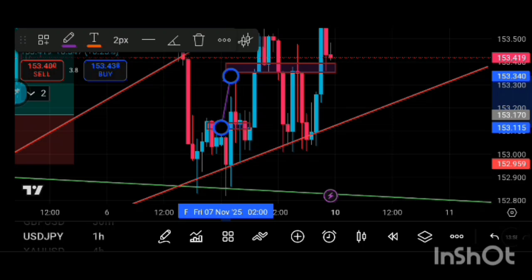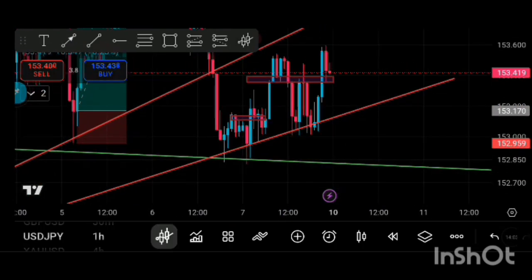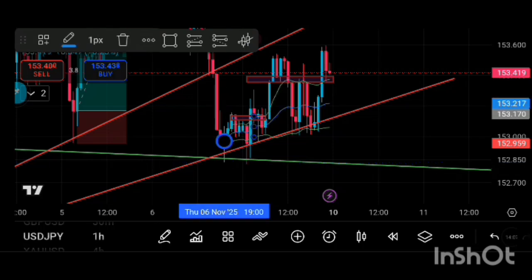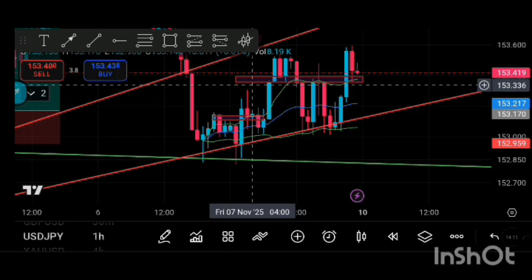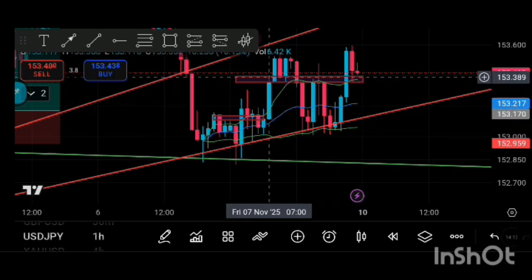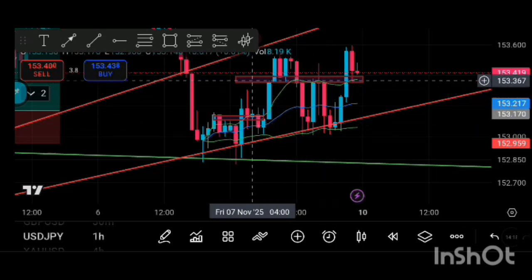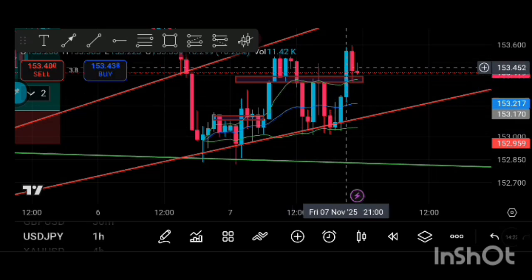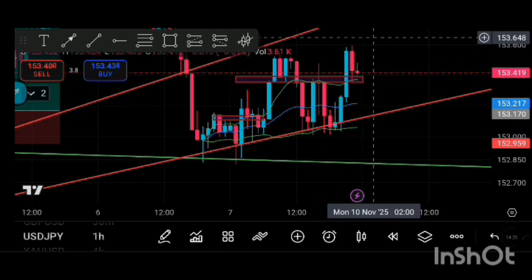Understand? So I'll place it there. Also doing this to understand briefly what's happening. So as you can see, here's the support. Price came, respected it, went up, went down. So it's basically support, resistance, and now potentially can turn into a support.